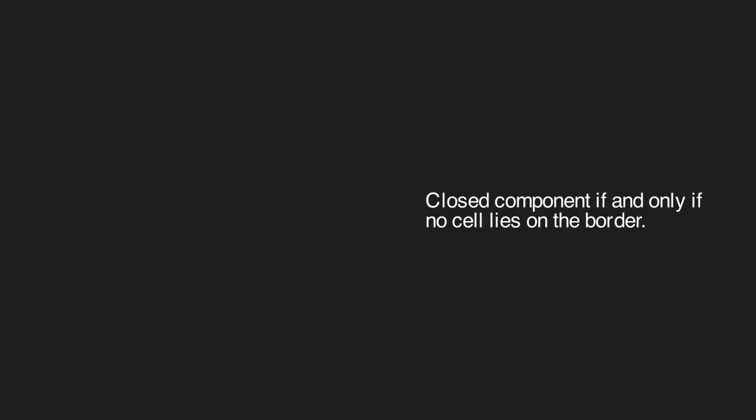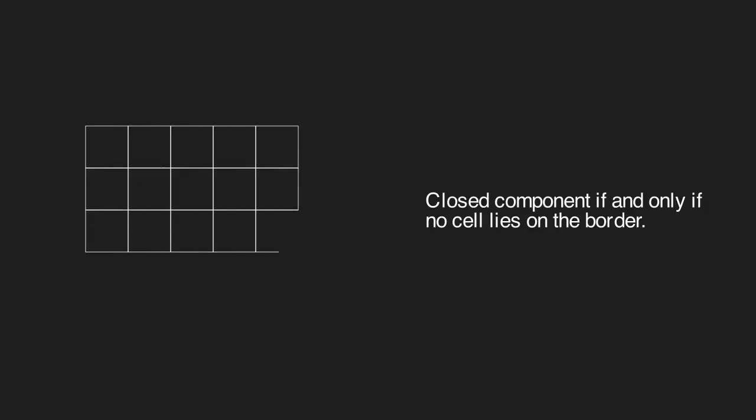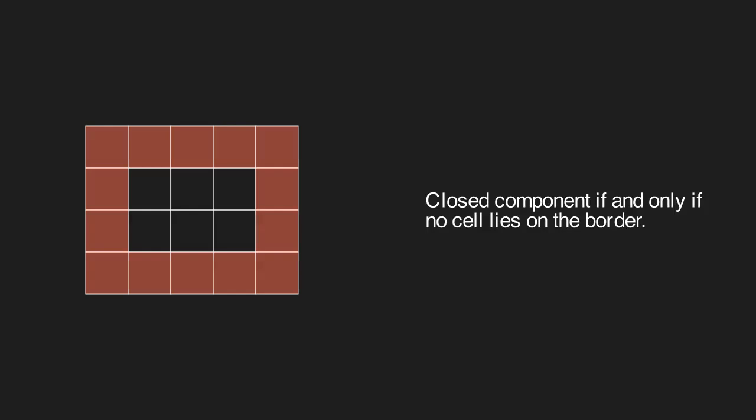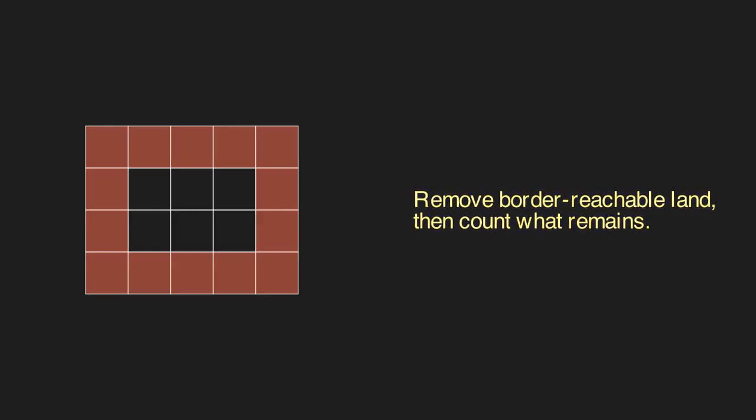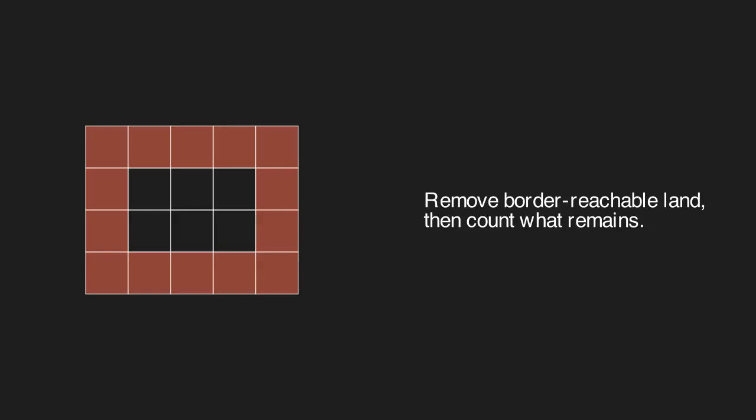The central theorem is this: a land component is closed if and only if it does not contain any cell on the outer border. Therefore, instead of checking water around every component separately, we may first identify all land reachable from the border. Those components are open. Every land cell remaining afterward must belong to a closed island.